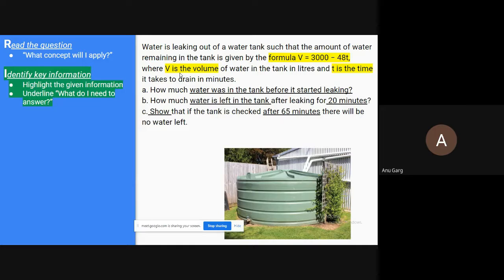V is the volume. So sorry, my little one is at the back.